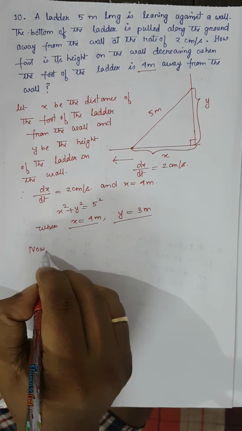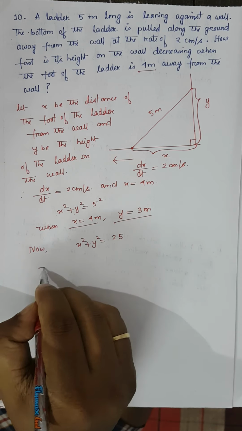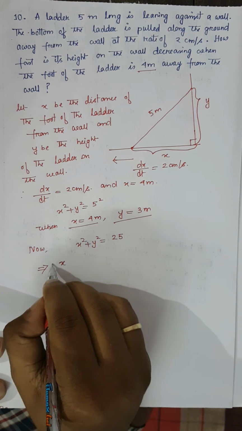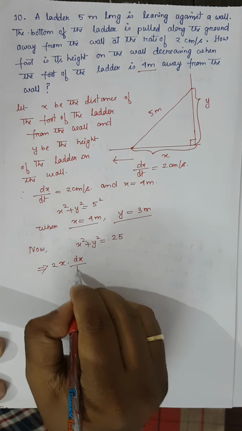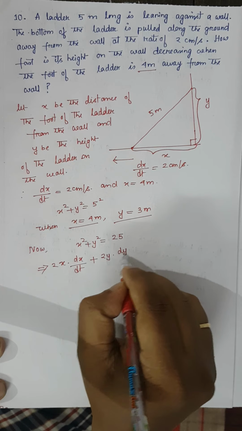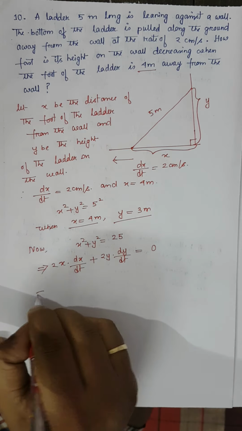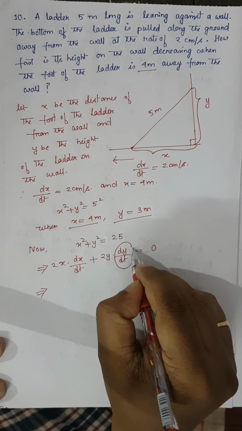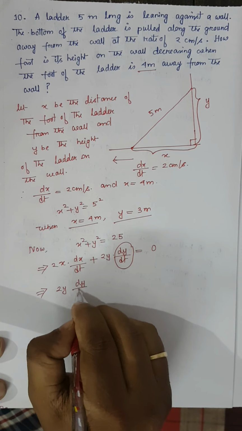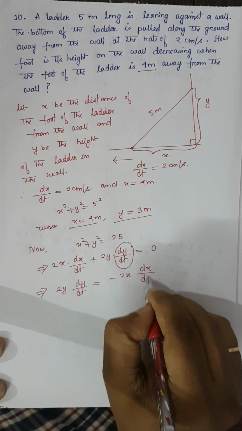Now x square plus y square is equal to 25. If I differentiate with respect to time, I'll get for x square it is twice x, for x dx/dt. Similarly for y square twice y, and for y dy/dt. For 25 it is 0. Now we need to find the rate of change of y with time. So twice y dy/dt is equal to minus twice x dx/dt.